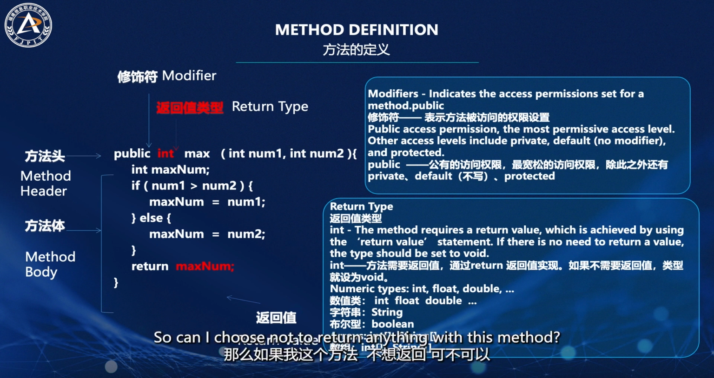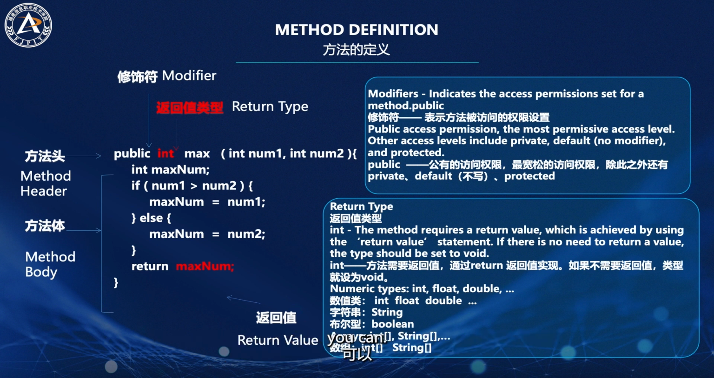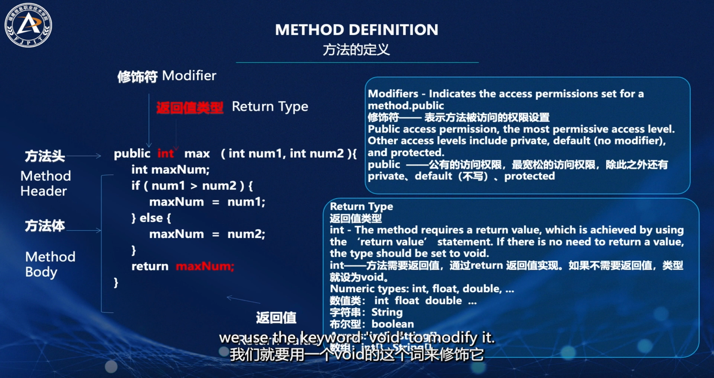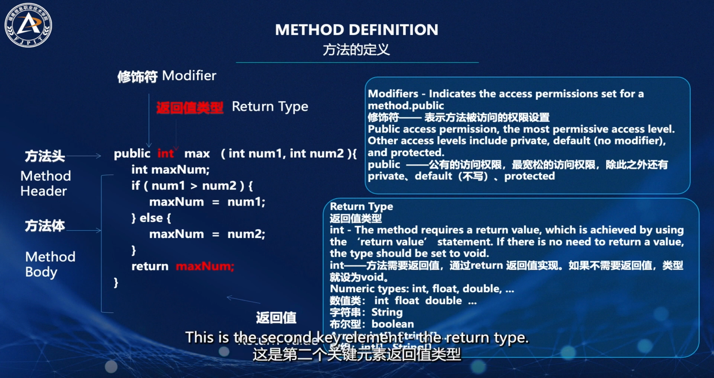So, can I choose not to return anything with this method? Certainly, you can. Methods support not needing to return any data. When I don't want this method to return anything, we use the keyword void to modify it. Therefore, when we define methods, if we don't want to have a return value, we replace int with void in this position. This is the second key element, the return type.